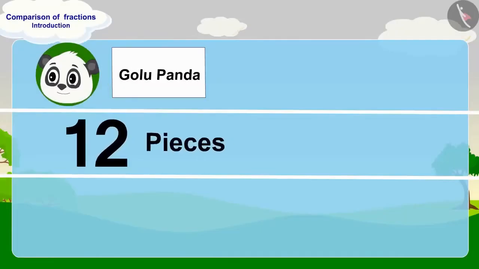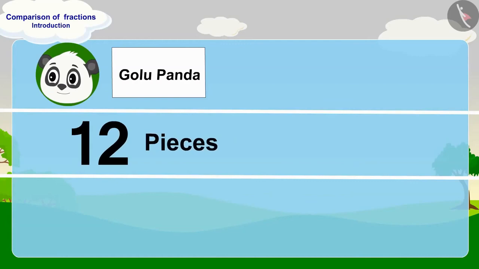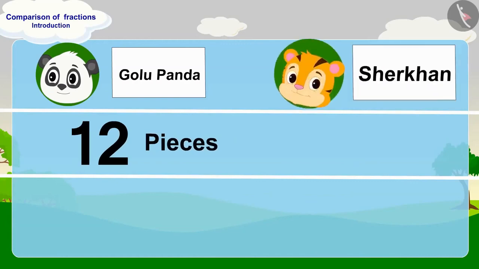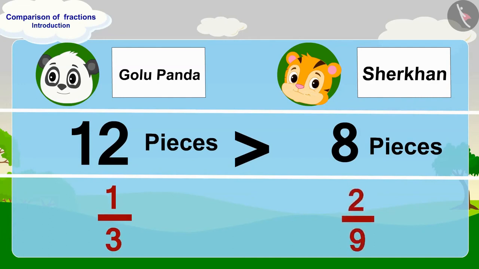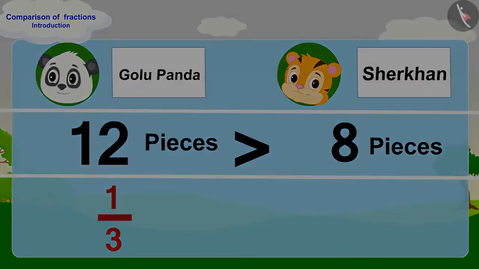Golu has written his name on 12 pieces and Sher Khan has written his name on 8 pieces of paper. Therefore, Golu has written his name on more pieces of paper than Sher Khan. We can also look at it in this way, that the fraction 1/3 is bigger than 2/9.